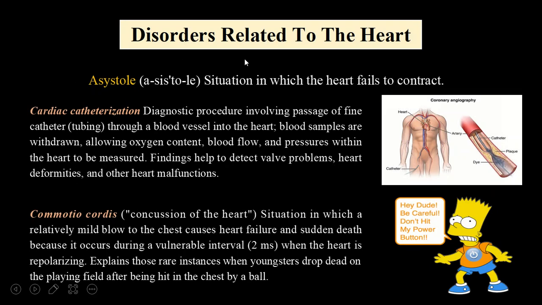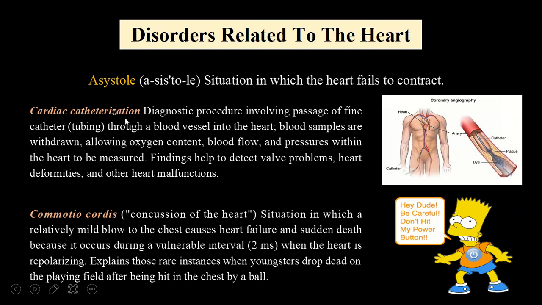So we have the disorders related to the heart. We have asystole. Systole is the contraction of the heart, and diastole is the relaxation. We also have asystole, a situation in which the heart fails to contract. In dramas, when you see the electrocardiogram, there is a flat line and a continuous sound. That is the asystole. The heart fails to contract. So the heart is no longer contracting, and that means the person is dead. So these are the disorders related to the heart.